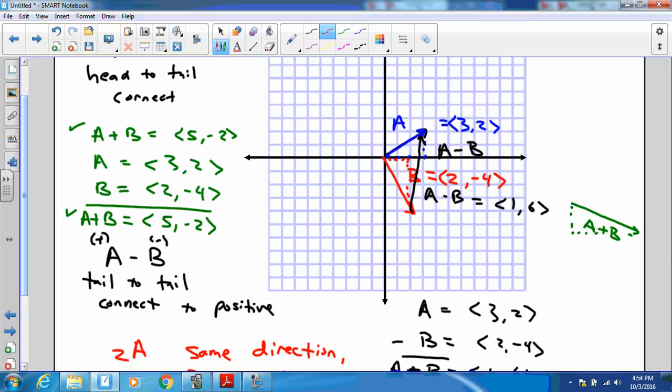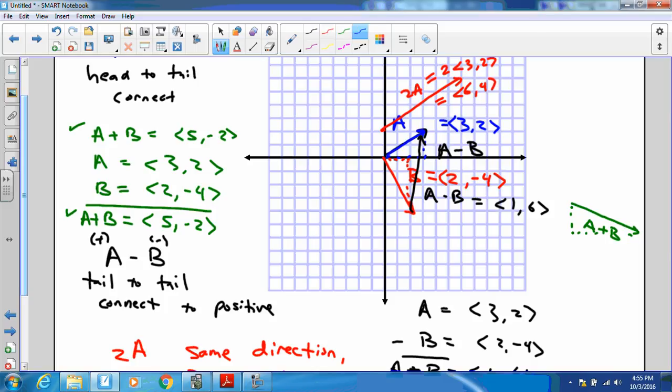and doubling each of its components. So instead of 3 comma 2, I would have 6 comma 4. In other words, I'm going to go 6 over and 4 up right here. And you can see that 2a has the same direction as a does, but it is twice as long. We write that algebraically as 2 times the vector 3 comma 2, which is 6 comma 4.